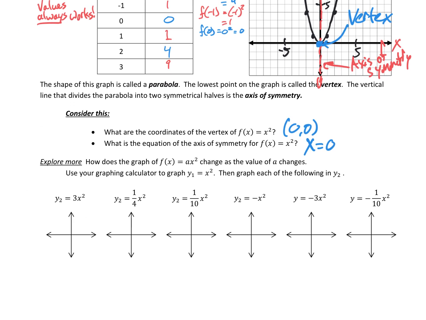Okay. Well, let's explore a little bit. So that's a simple y equals x squared, or f of x equals x squared. But what if we throw a number in front? What if we have like 3x squared, or 1/4 times x squared, and so on and so forth? What's going to happen? So we're going to go to our graphing calculator, or Desmos, and graph this and just see what happens.